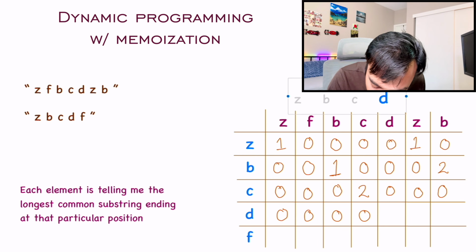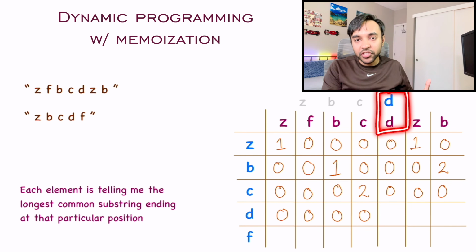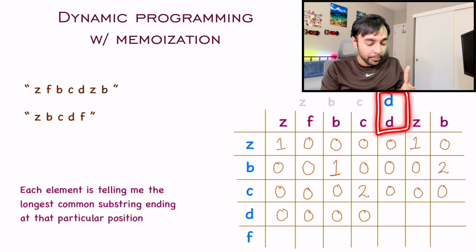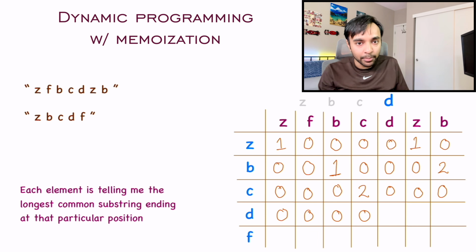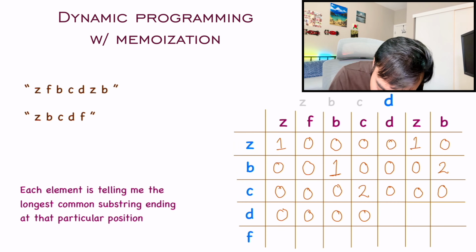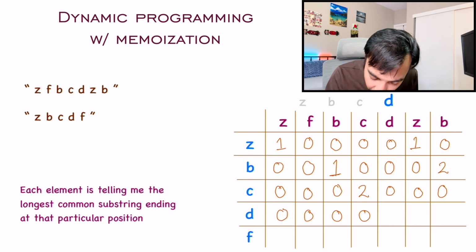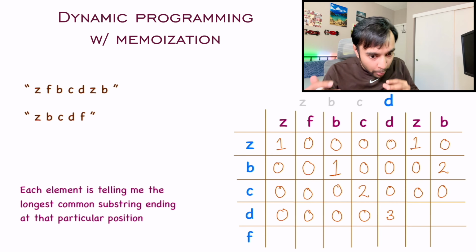What happens now when you move ahead? You see D and D. Both of these characters are matching. So once again, you know that the length will be at least 1. But you also have to go back to see how many other characters are matching. So my previous string is ZFPC and my previous string is ZBC. And you have already calculated the value. That is 2. So I will write down 1 plus 2 and that is 3. Now you see how this matrix is populating.